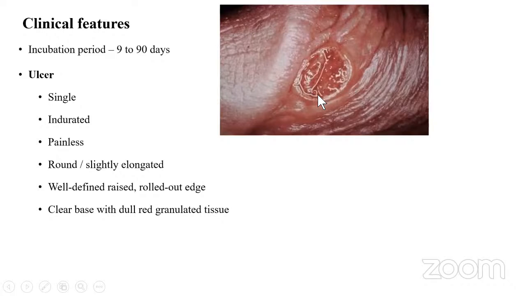And if you see the morphology, it's round. It has well-defined edges with raised margins. And it usually has a clear base with dull red granulation tissue.